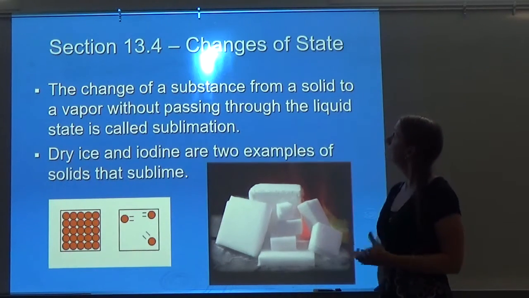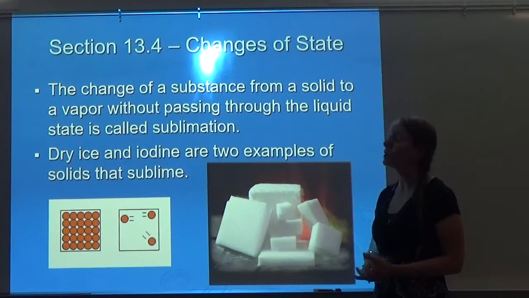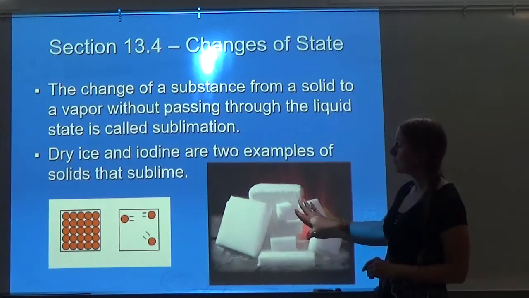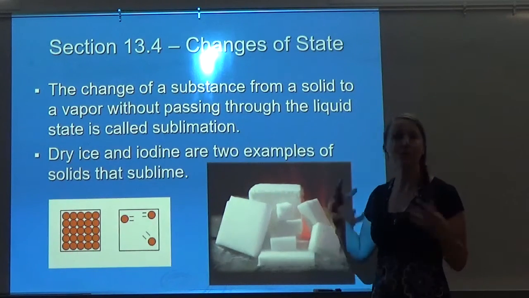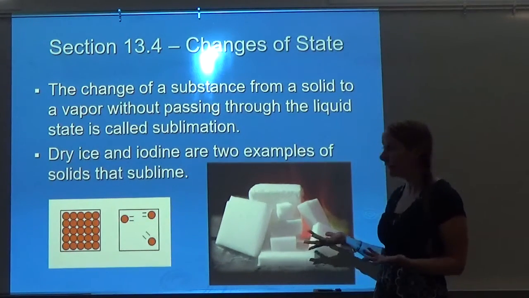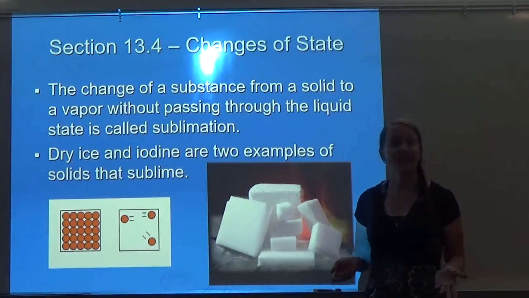The change of a substance from a solid to a vapor without passing through the liquid state is called sublimation. So this is what dry ice goes through. It sublimes. It goes directly from solid to gas. That's why it's called dry ice, because there's no liquid phase. Dry ice and iodine are two examples of solids that sublime.